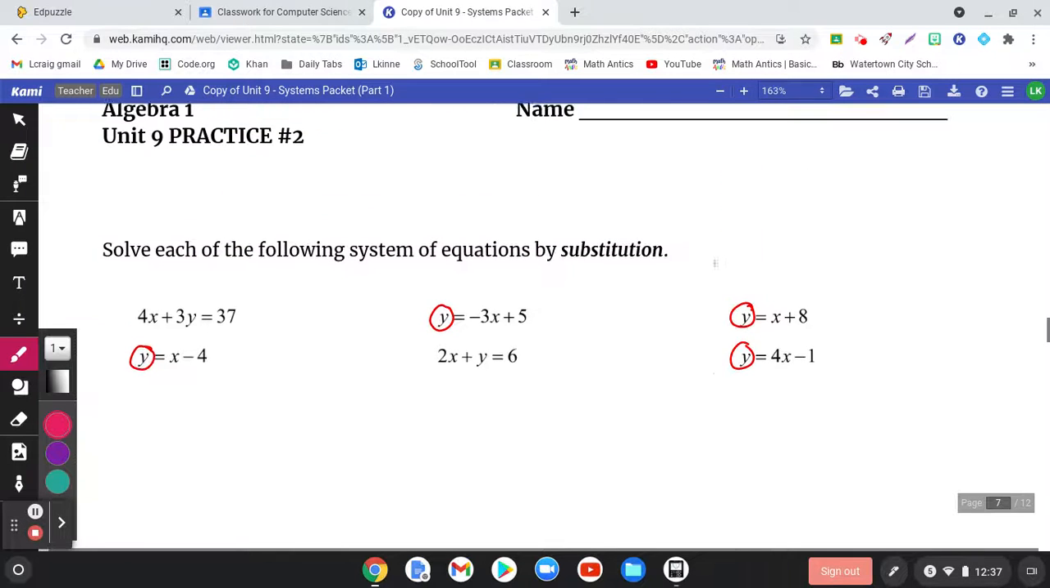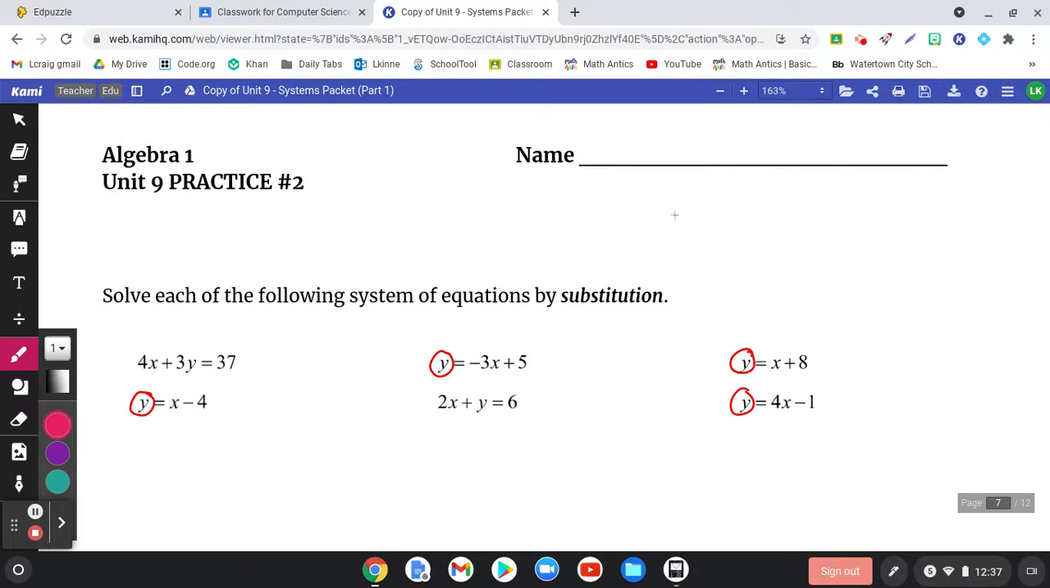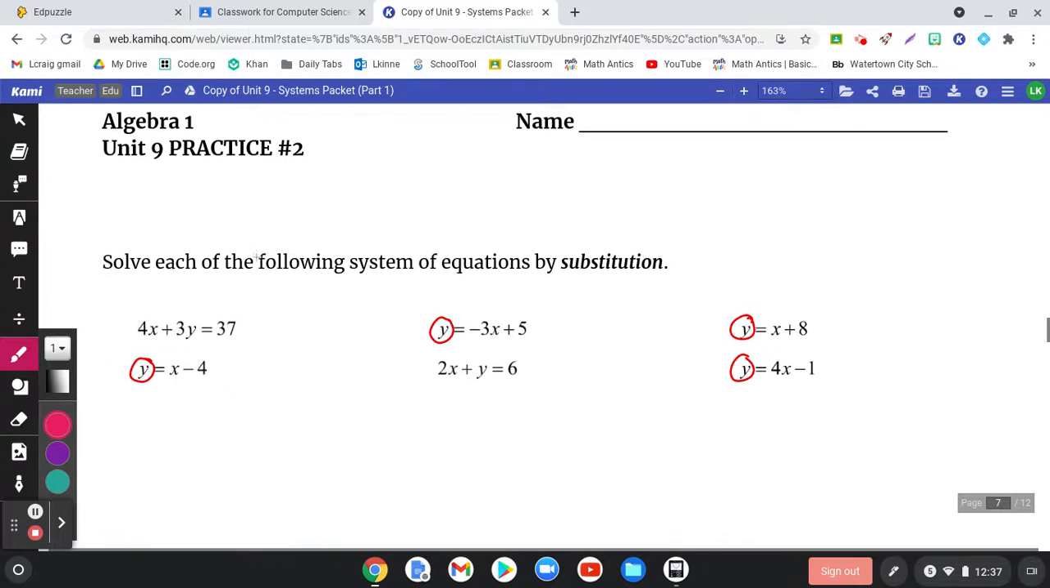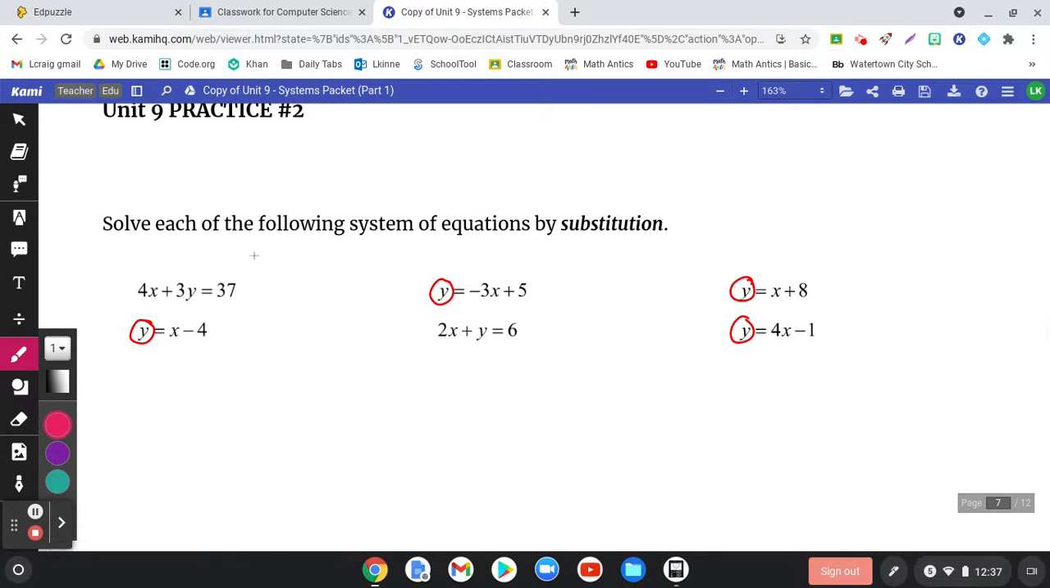Everybody. So today I just wanted to go over the homework for 9-2 practice. I know that solving using substitution can be a little tricky. So let me just remind you, substitution: if I have a substitute, I am not in the classroom. My substitute is.